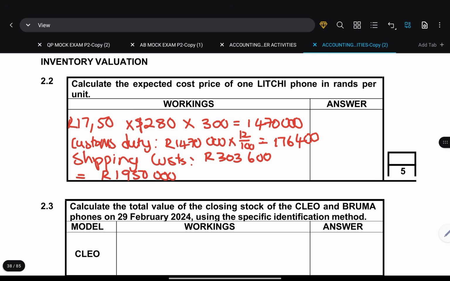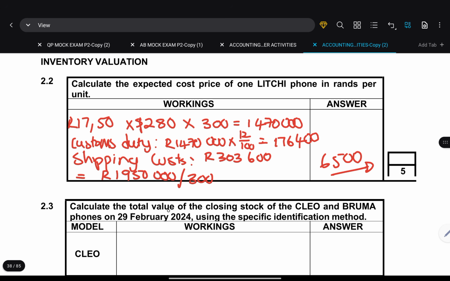So we'll take this 1,950,000 and then we divide it by 300. So 1,950,000, when you divide it by 300, it's going to give you 6,500. So it means each unit will cost you 6,500 when you consider your customs duty, your shipping costs, and then also take into consideration the effects of the exchange rate.